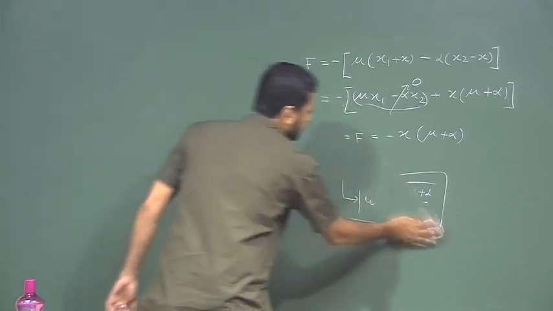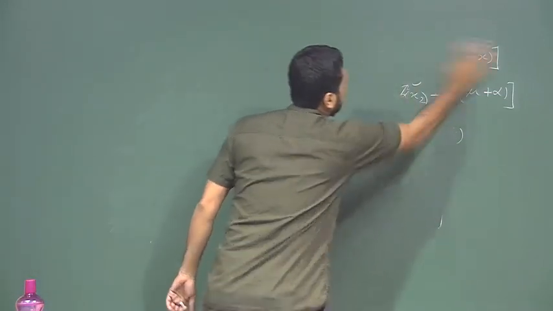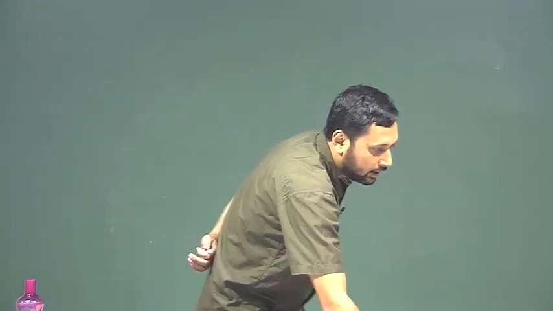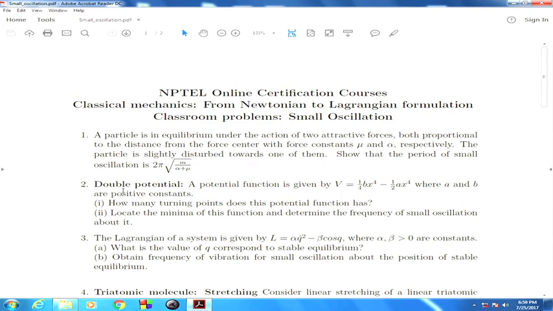For the next problem, we look into the double well potential. The potential function is given by V equal to 1/4 b x to the power 4 minus half a, sorry, it will actually be x square. Okay, I have to rectify this. The second term will be minus half a x square, where a and b are positive constants.